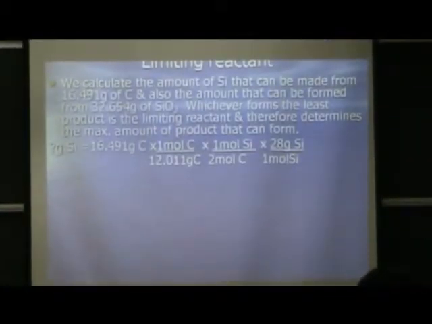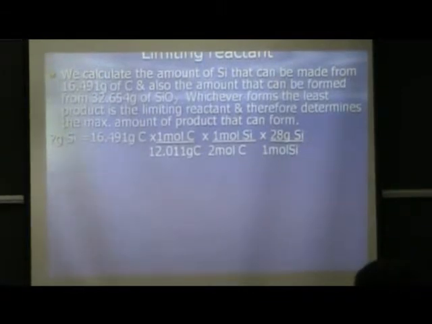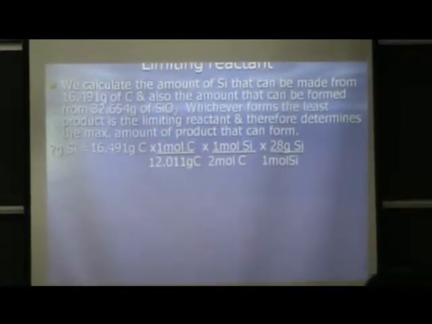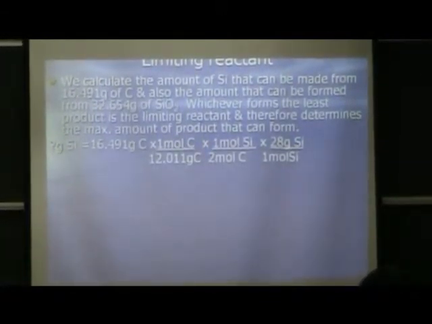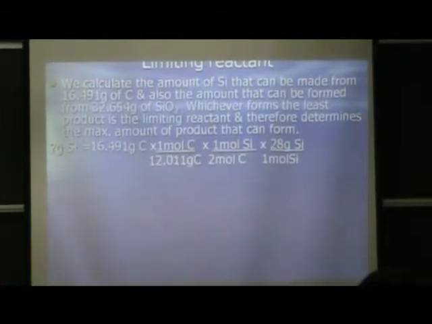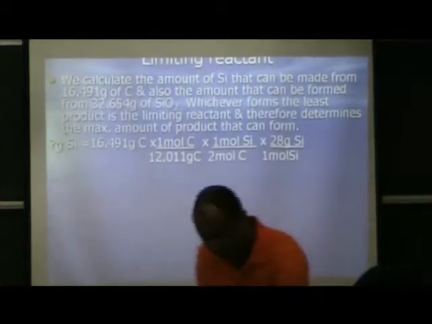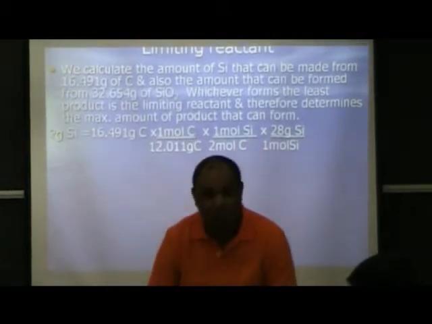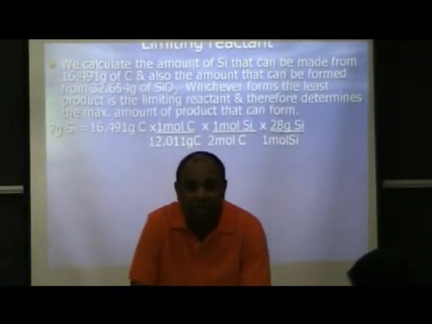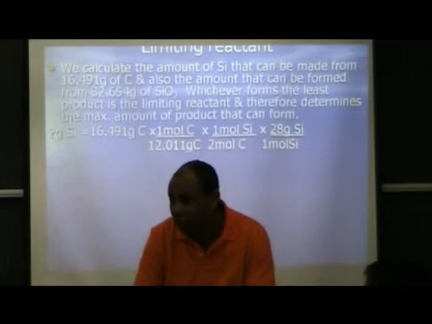Please make sure you understand this. It's very important. I'm going to ask you this on the test. I have to be honest with you. The numbers might be different, but this question will be on the test.